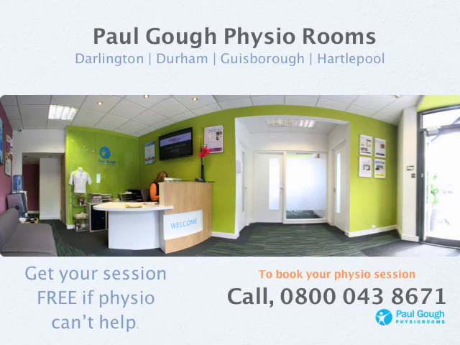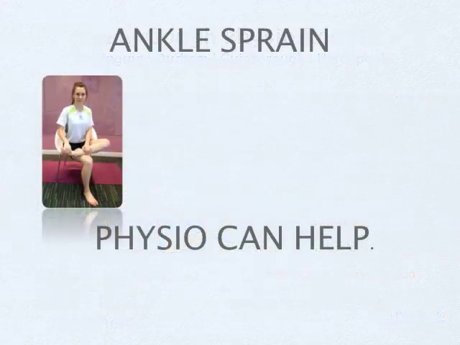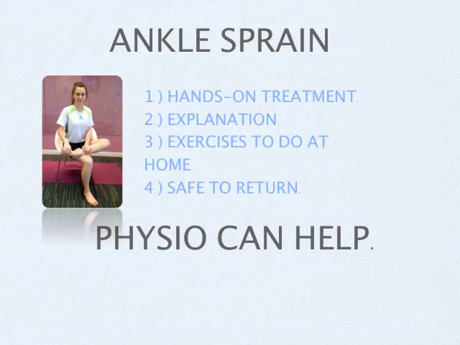So how do you book? You can give us a call. The telephone number is 0800 043 8671, and that'll get you through to any of our clinics here in the northeast. And we always say, if you want to speak to one of our physios as well, just to confirm, again, 110% that it is an ankle sprain that we can help with, or you just want some advice and you want a few exercises to begin with and see how that goes, again, that's no problem whatsoever. Just feel free to give us a call to book your session.